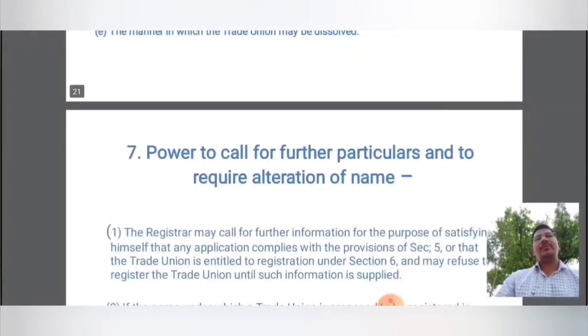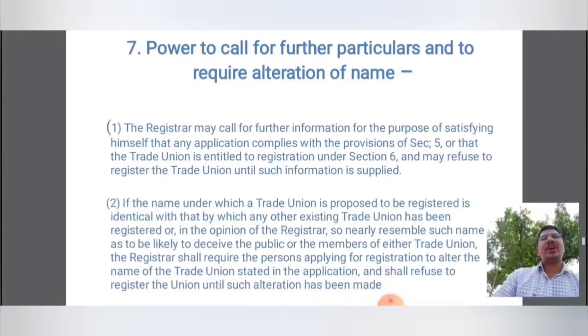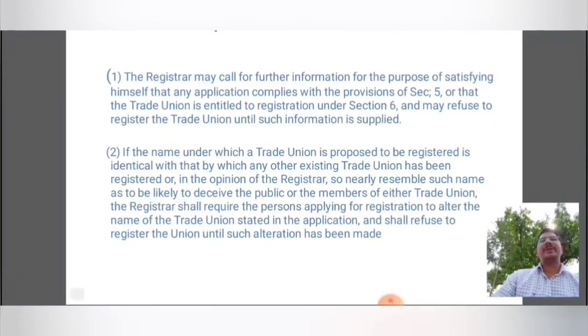Now we'll talk about the power to call for further particulars and to require alteration of name in case of any changes in terms of alteration of names. The registrar may call for further information for the purpose of satisfying himself or herself that any application complies with the provisions of section 5, and that the trade union is entitled to registration under section 6, and may refuse to register the trade union until such information is supplied.